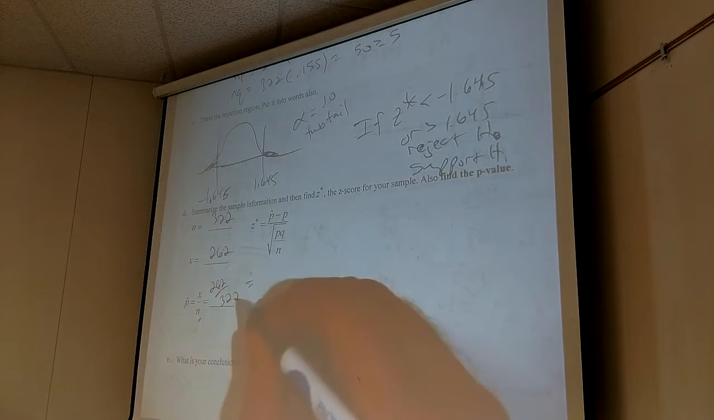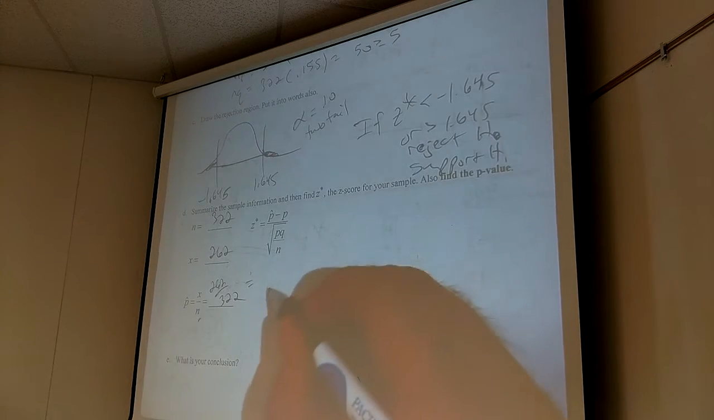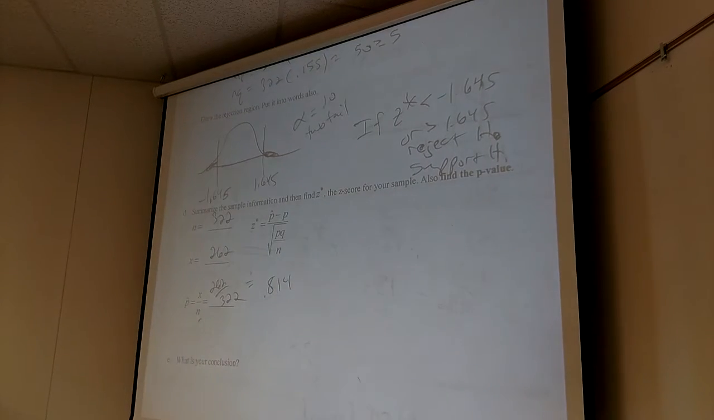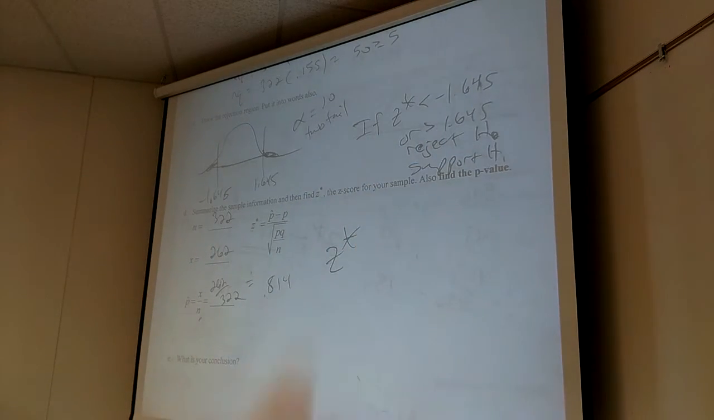What is 262 divided by 322? 814? Okay. So you guys try to finish this part out. Figure out what z star is.